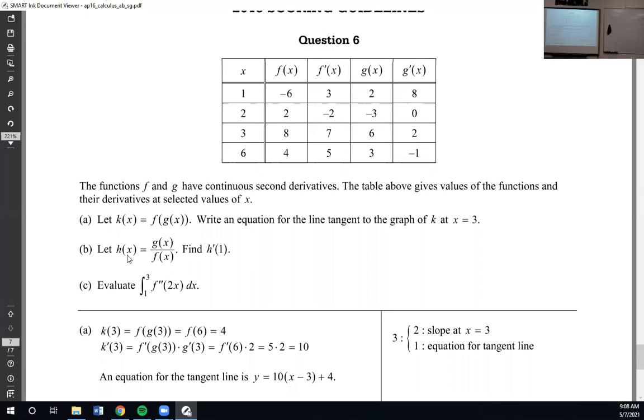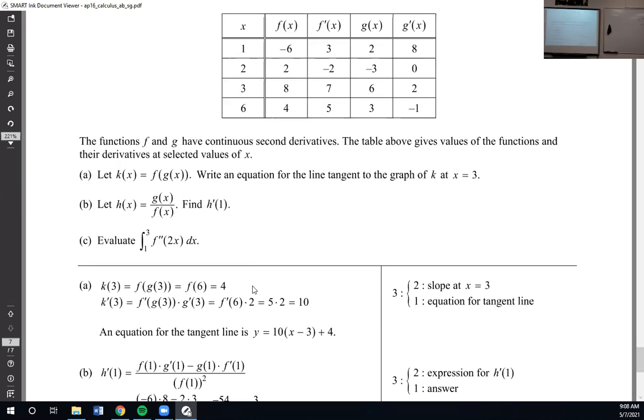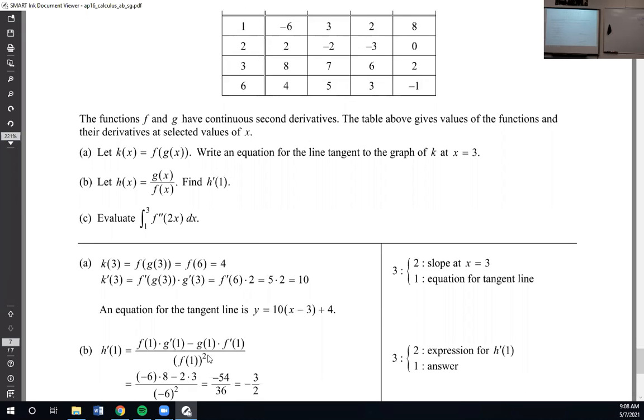Find h prime of 1. Since h is g over f, that's a quotient rule. Low d high minus high d low over the square of what's below. Plug in 1, -3/2. And again, if the calculation stuff down there looks intimidating to you, remember that 2 of the 3 points are for just making sure that you know the quotient rule.